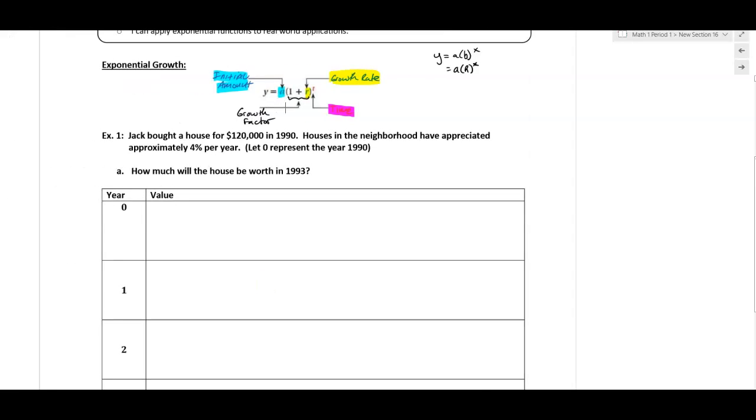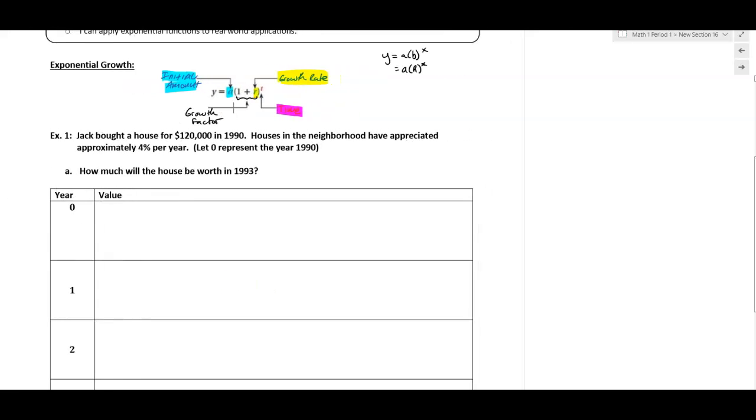The first example says, Jack bought a house for $120,000 in 1990. Houses in the neighborhood have appreciated approximately 4% per year. Let x represent the year 1990. How much will it be worth in 1993? So in 1990, that's year zero, we have this house and the value of that house is $120,000, okay? So you own that house, and it goes up in value and increases by 4% per year.